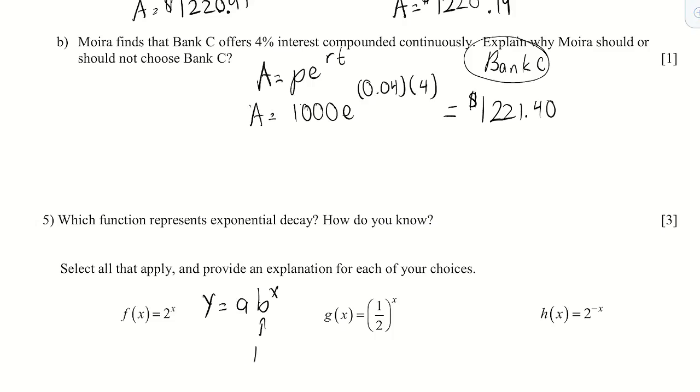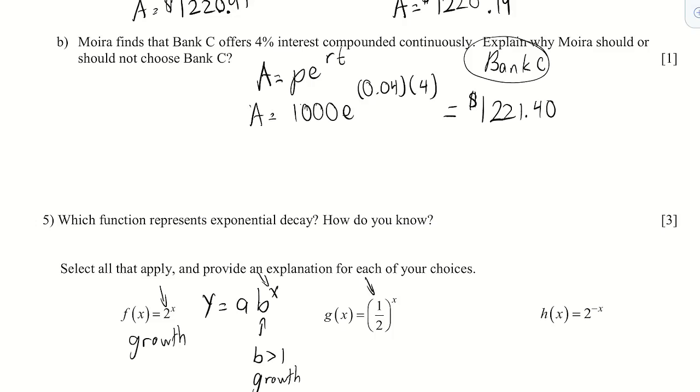If b is greater than 1, for example, that will be exponential growth. That also means the x value is positive. As soon as the x value is negative, it flips the b and makes it the reciprocal of that. So for the first one, b is in a sense 2, and since that's greater than 1, that is going to be growth.